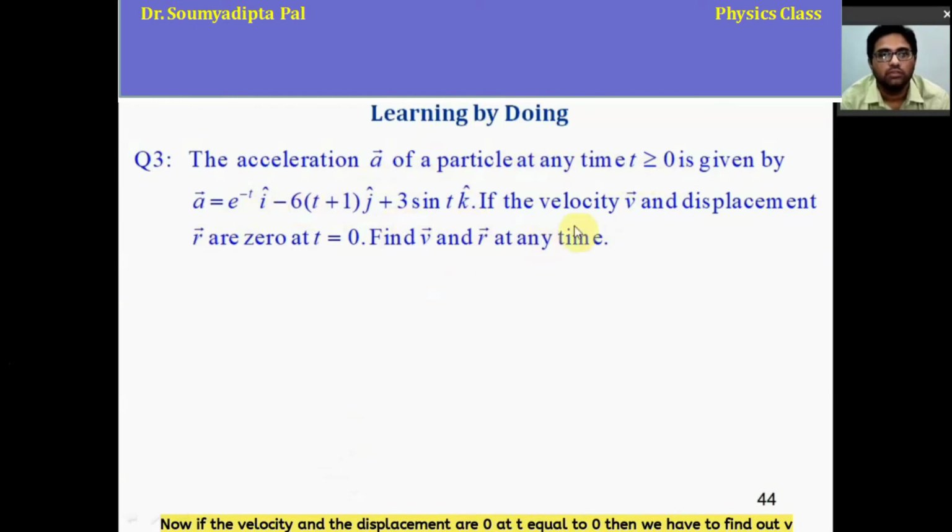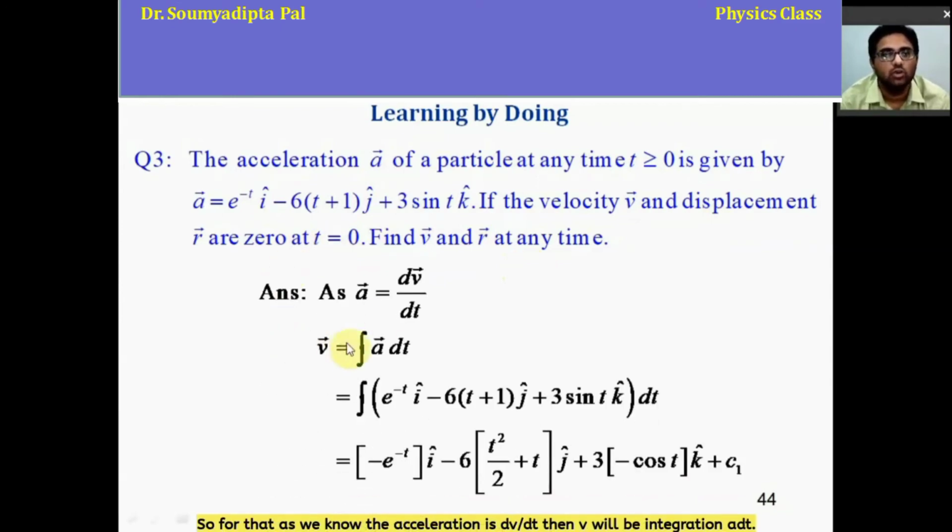Now, if the velocity and the displacement are 0 at t equal to 0, then we have to find out v and r at any time, any instant of time. So for that, as we know the acceleration is dv/dt, then v will be the integration of a dt. Now in place of a we have to put this form.